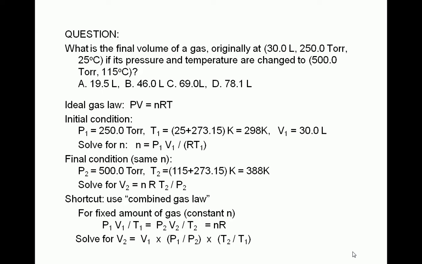Since we're dealing with a fixed amount of gas, the combined gas law says that P1 times V1 over T1 equals P2 times V2 over T2. In fact, according to the ideal gas equation, both sides of this equation are equal to n times R. We can rearrange this equation to solve for V2. Essentially, this formula says that to get the final volume, we multiply the original volume by the ratio of the initial pressure to the final pressure, and by the ratio of the final temperature to the initial temperature.